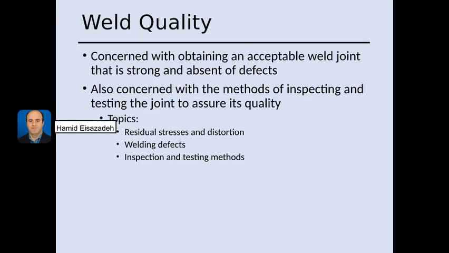A weld is acceptable when it is free of defects, and the weld is going to be strong enough for the desired application. There are some topics in weld quality. For example, three topics are listed here. We want to take a look at them one by one. First, residual stress, distortion, welding defects, and inspection and testing methods.